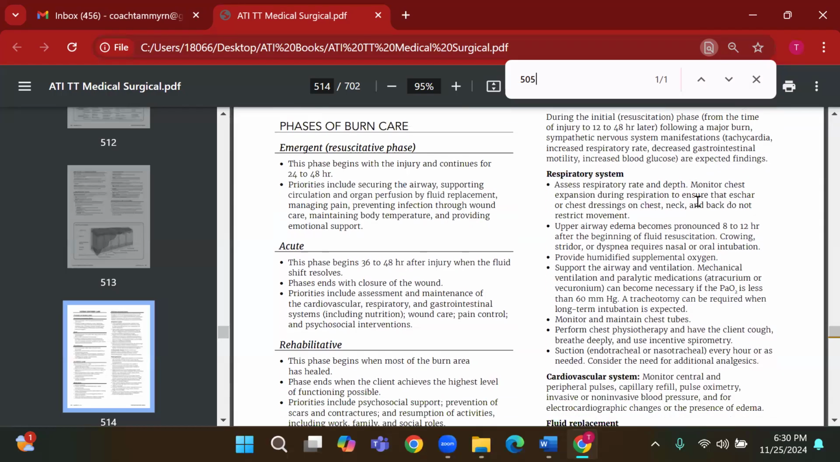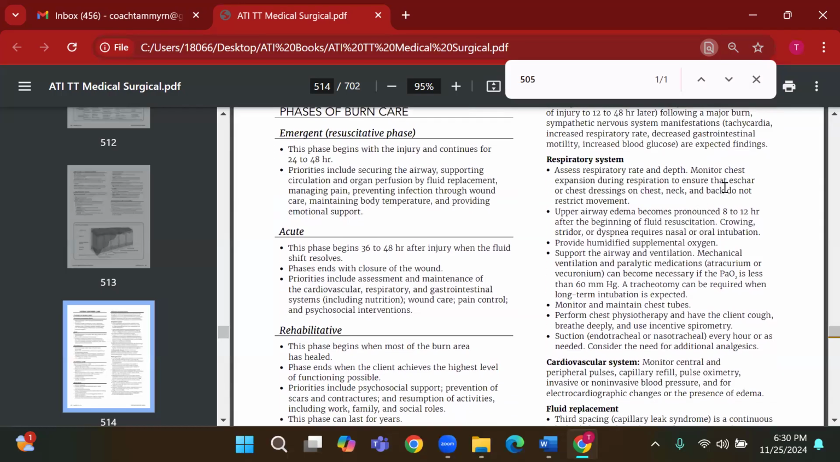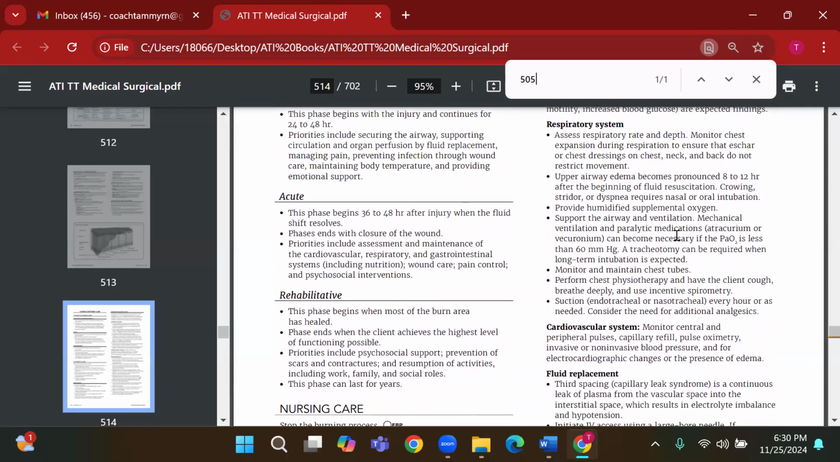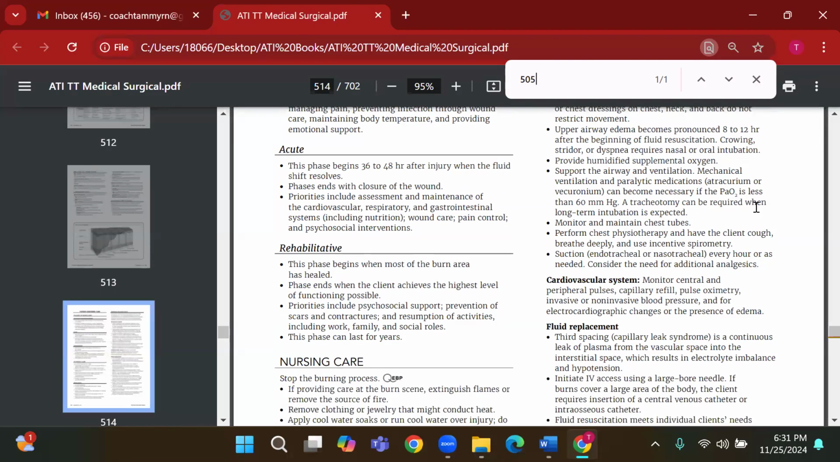Okay. So we're going to assess respiratory rate, right? And it says monitor chest expansion. Check dressings on the neck, chest, and back. Do not restrict movement. Let's see, upper airway edema. Okay. Now, when there's an inhalation injury, we watch for the edema in the upper airway, but it says it can be pronounced 8 to 12 hours after the beginning of fluid resuscitation, like stridor, shortness of breath, nasal flaring, oral intubation. So we watch for airway edema.